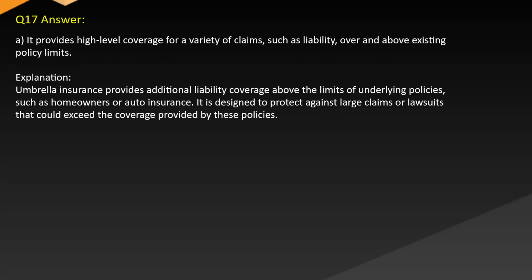Answer: A. It provides high-level coverage for a variety of claims, such as liability over and above existing policy limits. Explanation: Umbrella insurance provides additional liability coverage above the limits of underlying policies, such as homeowners or auto insurance. It is designed to protect against large claims or lawsuits that could exceed the coverage provided by these policies.